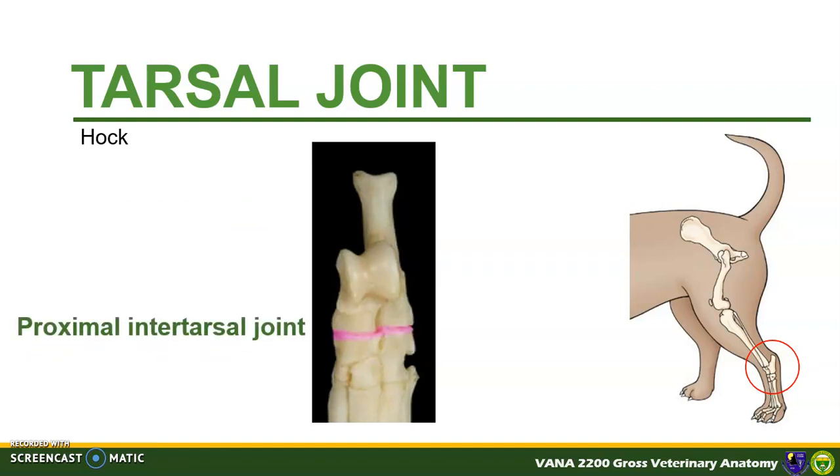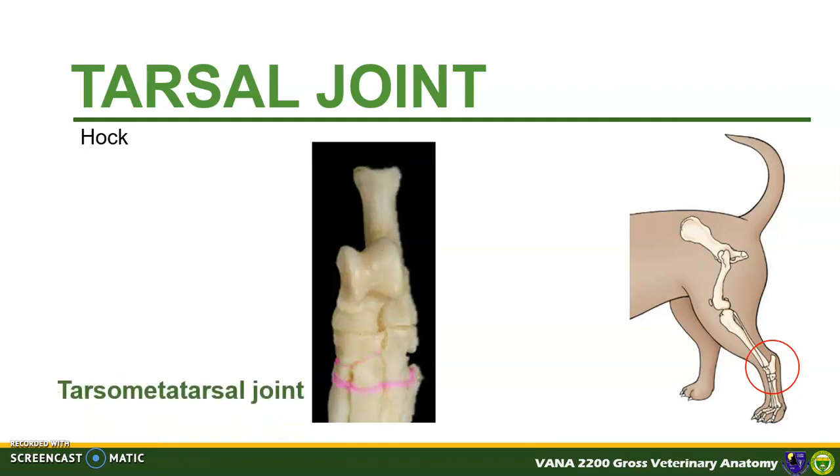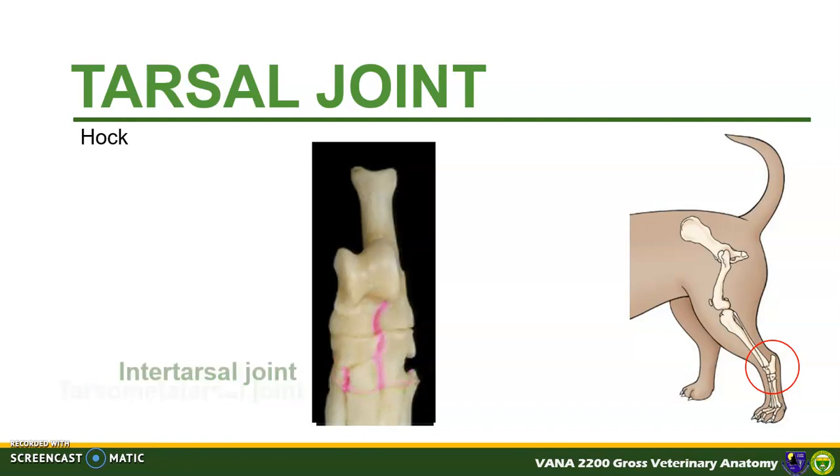It is followed by the proximal intertarsal joint, located between the proximal tarsal bone and the central tarsal bone. The distal intertarsal joint is located between the central and the tarsal bones 1, 2, and 3, while the tarsometatarsal joint is found between the distal tarsal bone and the metatarsal bone 1 to 5. Finally, the intertarsal joint is a plane joint between the individual tarsal bones.